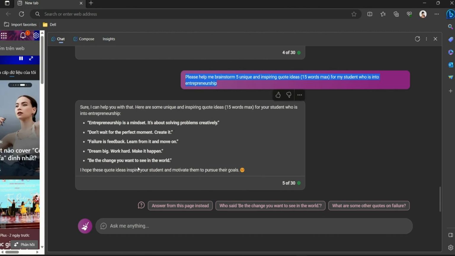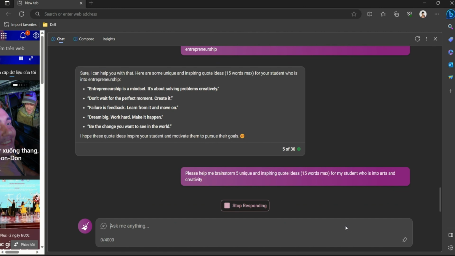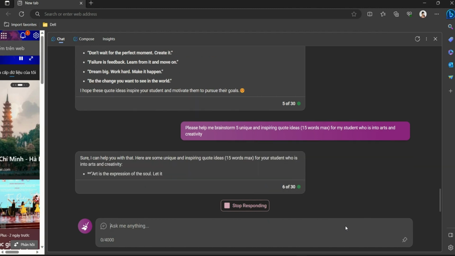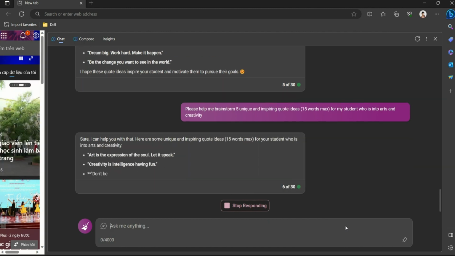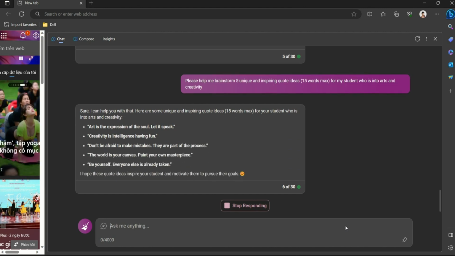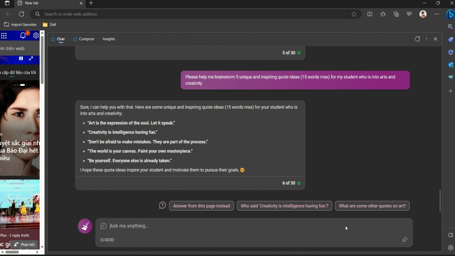And then I have another student who is very creative, who is into arts and creativity. She draws very nicely and she sells her digital arts on DeviantArt. Alright, art is the expression of the soul. Let it speak. Creativity is intelligence having fun. The world is your canvas. Paint your own masterpiece. Be yourself. Everyone else is already taken. Wow, these are very nice.